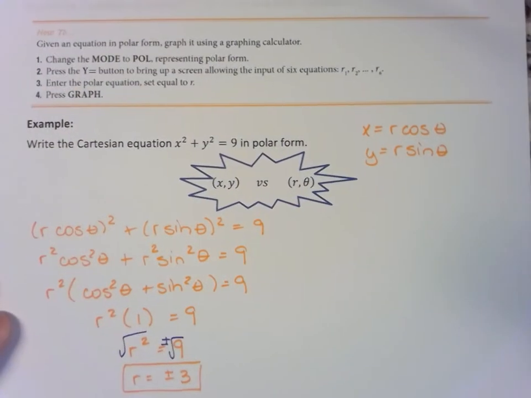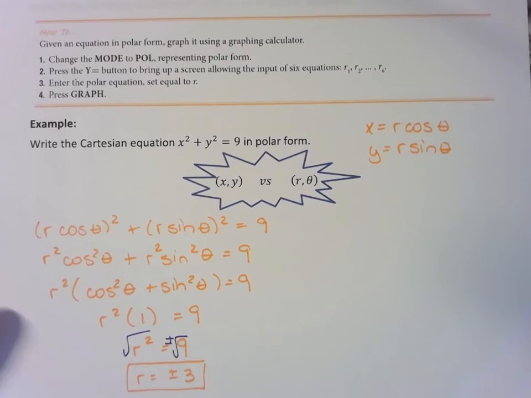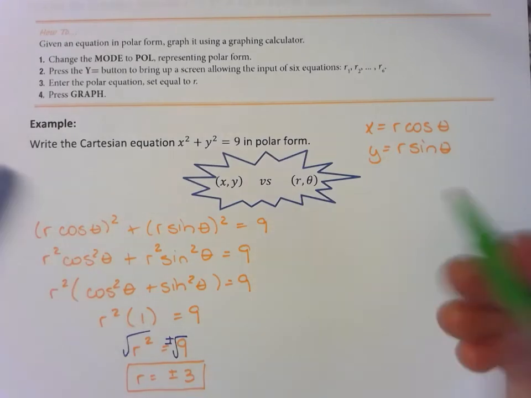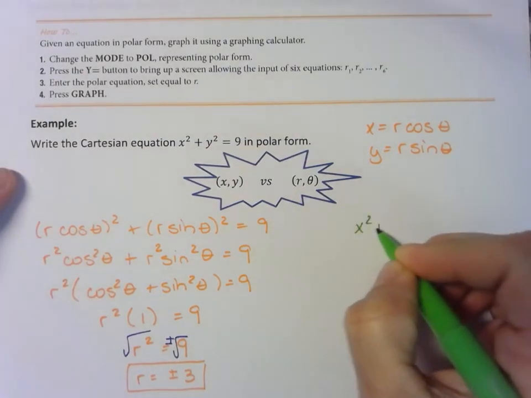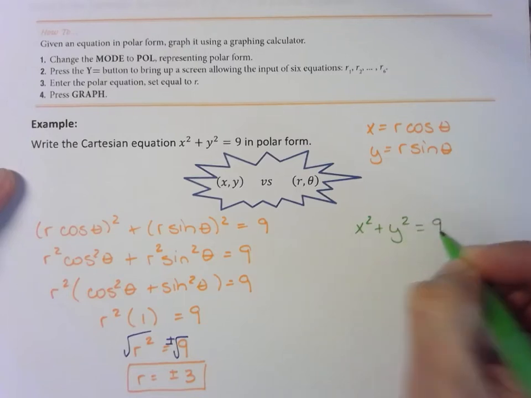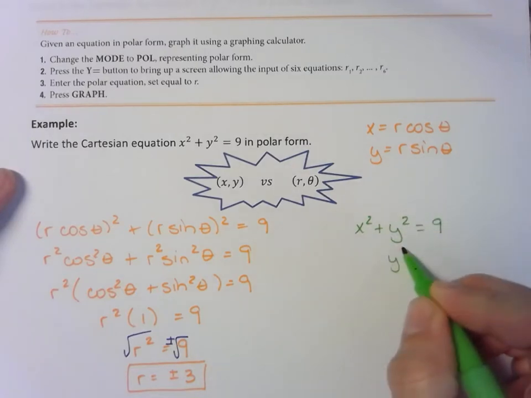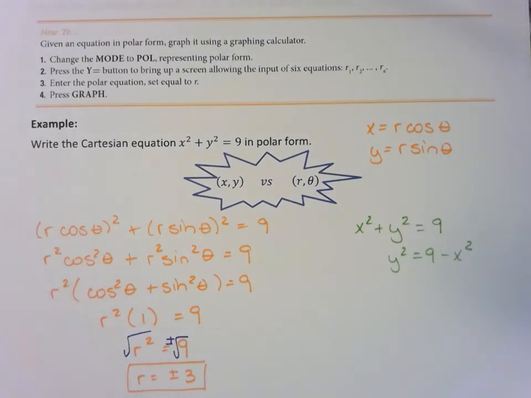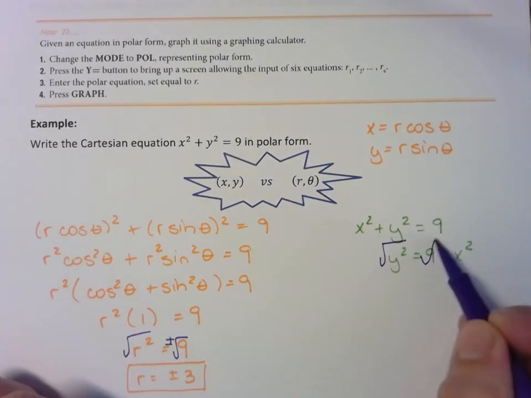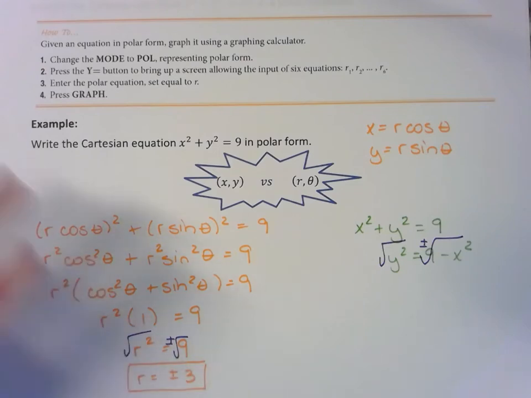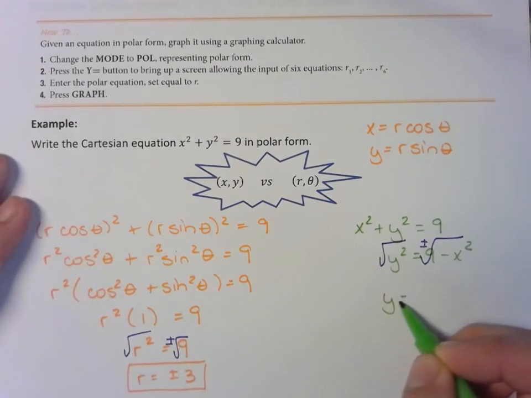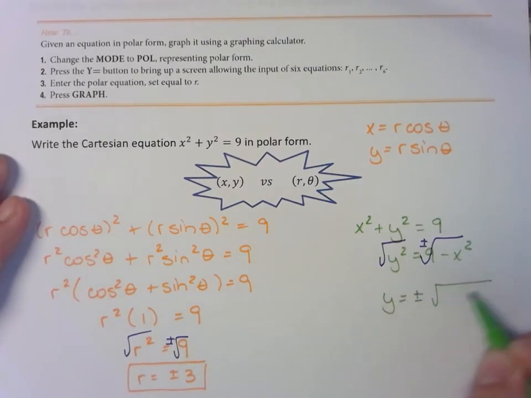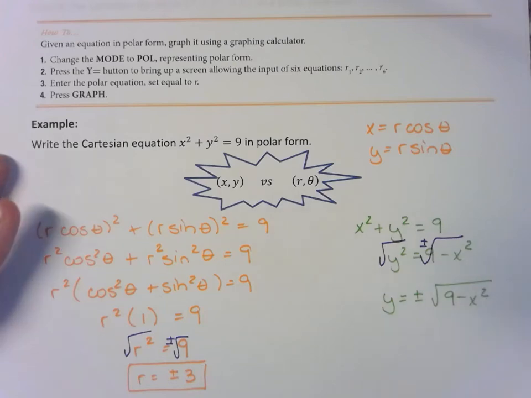Okay, so how would we test the other one to see if they actually look the same? Well, the first thing that we have to do is solve for y. So we'll subtract x squared and take the square root of both sides. So we get y is equal to plus or minus the square root of 9 minus x squared.